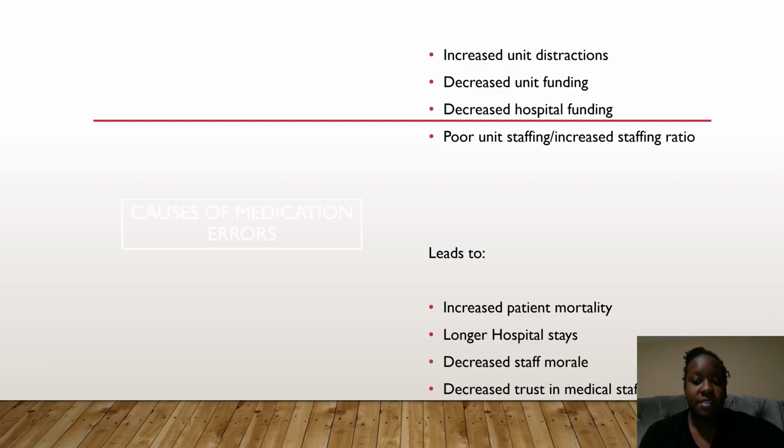So, some of the causes of medication errors can be increased unit distractions, decreased unit funding, decreased hospital funding, poor unit staffing, or increased staffing ratio with regards to nurses and nurse assistants. And they can lead to increased patient mortality, longer patient hospital stays, decreased staff morale, and decreased trust in medical staff.